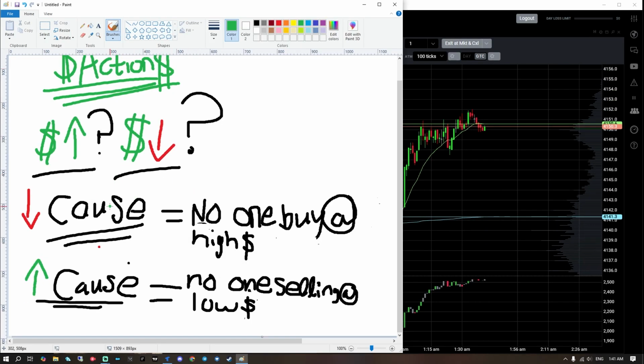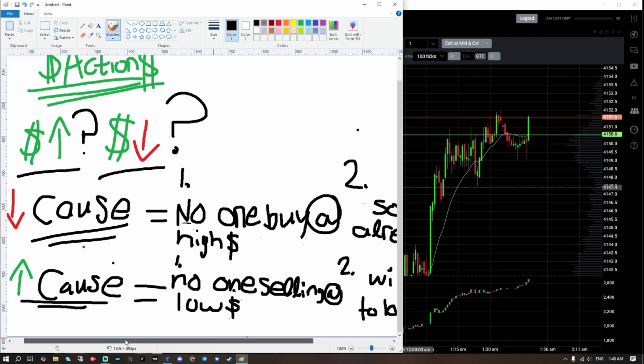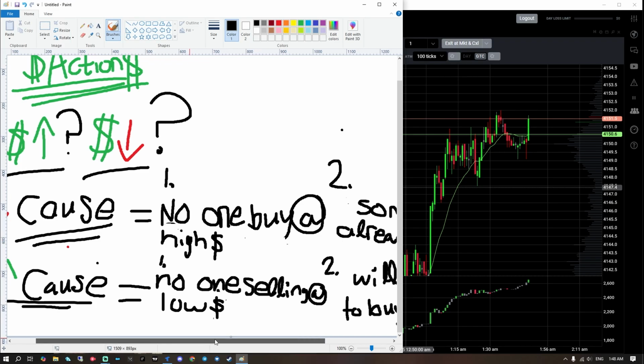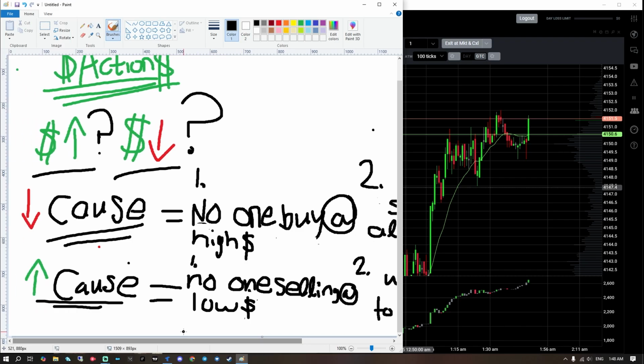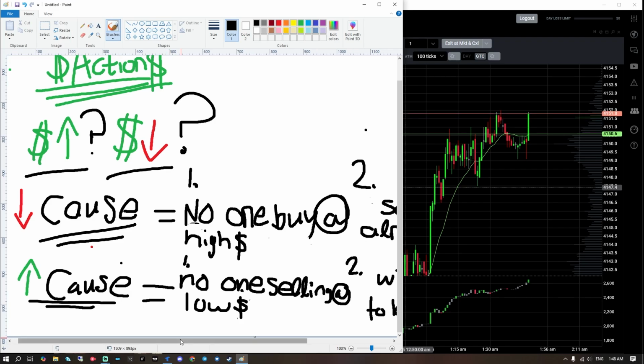Why does price go down? Why does price go up? Price goes down because no one wants to buy at a higher price. At the current price, I should say, not necessarily high price, but no one wants to buy at the current high price. Not because a bunch of sellers stepped in. You could put 1 million sellers in, people will just buy it still. That just gives people an opportunity to buy more for cheaper, realistically. But that's the point, no one's buying at a high price.